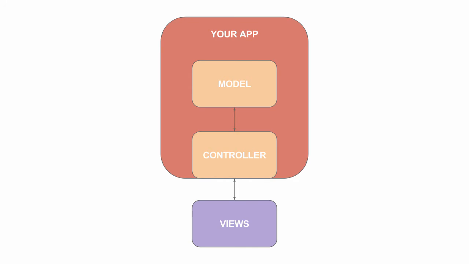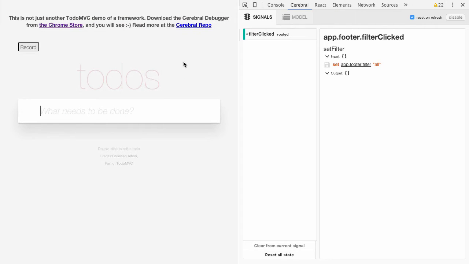Since all the state changes go through the single controller of Cerebral, it knows everything that is happening in your application. This allows us to give you some powerful tools, like the Cerebral Debugger. We are looking at the traditional to-do MVC application running on Cerebral, and next to it we have the Cerebral Debugger, which is a Chrome extension.